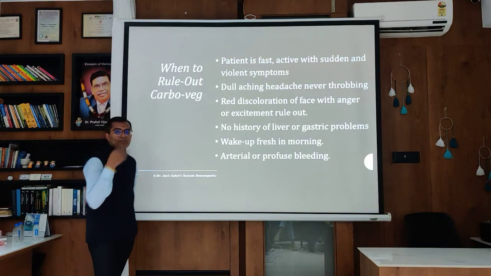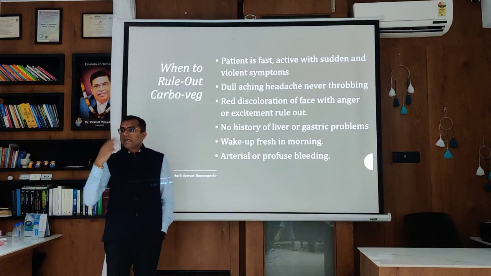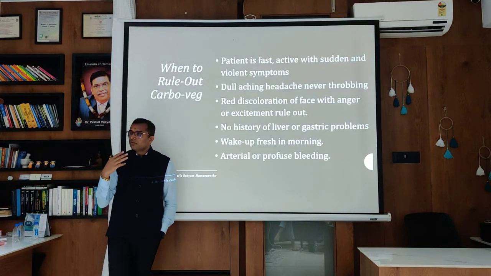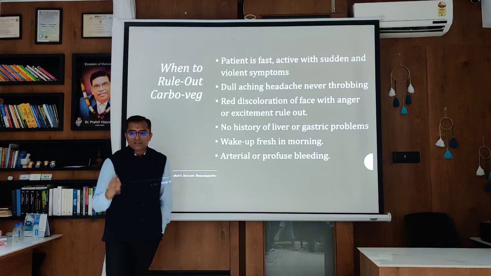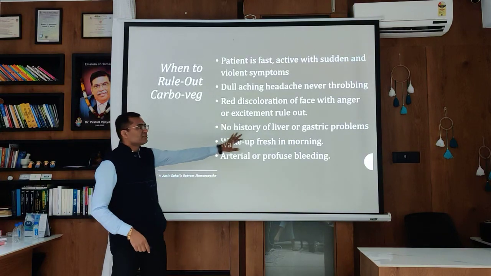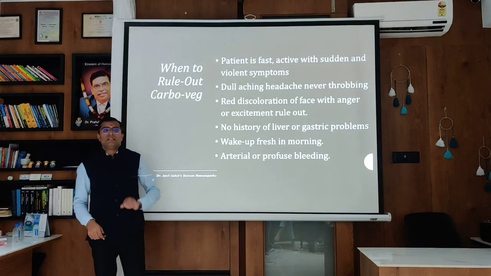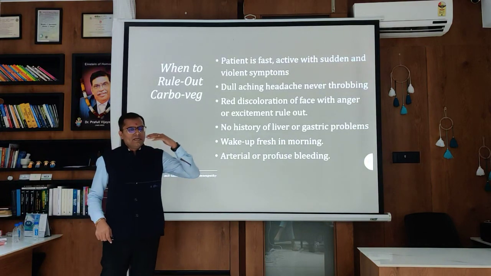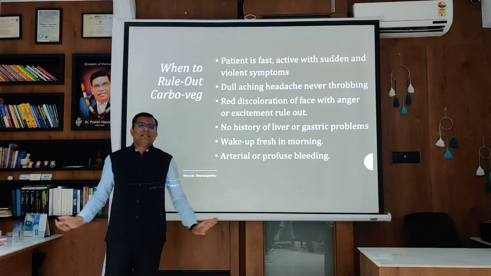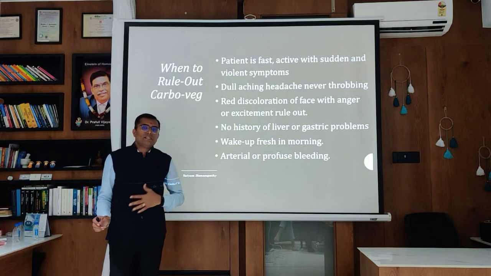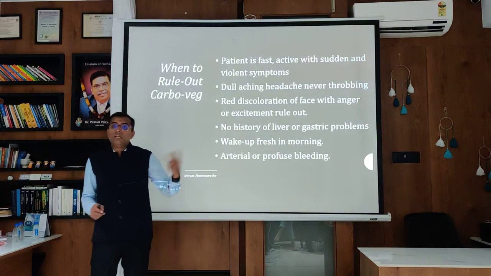Because red is a plethora. It is an active circulation. There is no slowness of circulation. So rule out carbo veg if there is no history of liver or gastric problem. Carbo veg specifically has always, "Sir, for 20 years the gas problem does not go away." So when the person is feeling like this, you can rule in carbo veg.